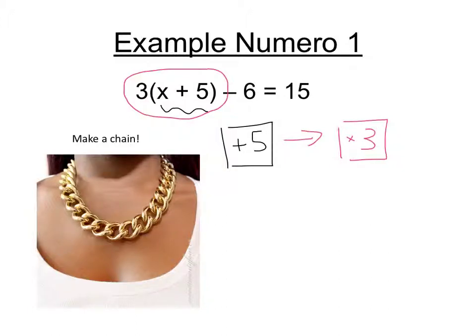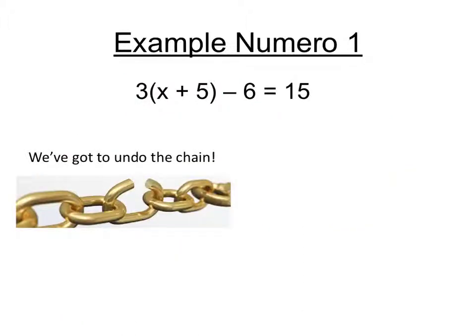The third thing that happens on the left-hand side of this equation is this minus 6. So that's the third step in our chain, minus 6. So remember that our goal was to isolate x. What we want to do now is undo the chain. In order to do this, we're going to do the operations of our chain in the opposite order and the inverse operations.